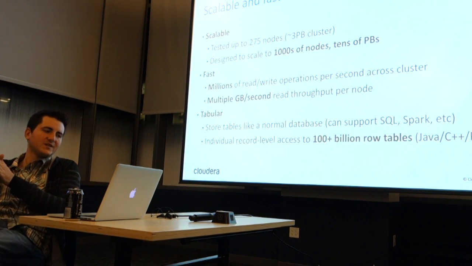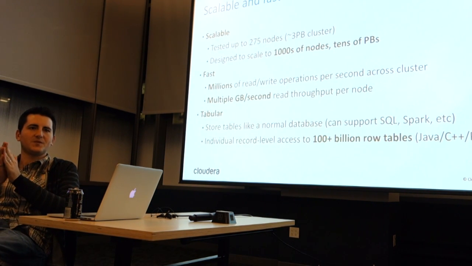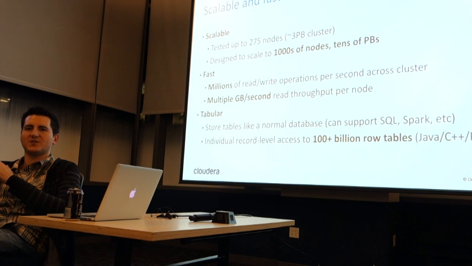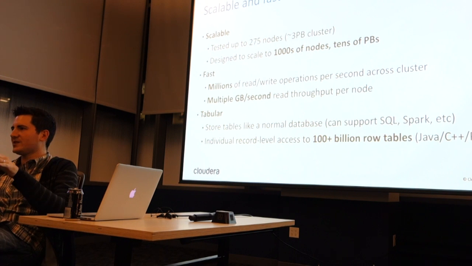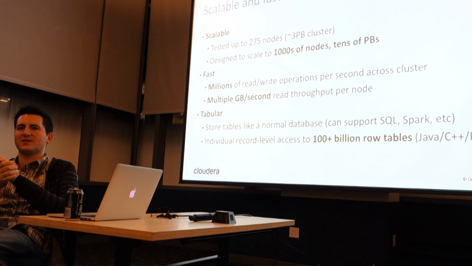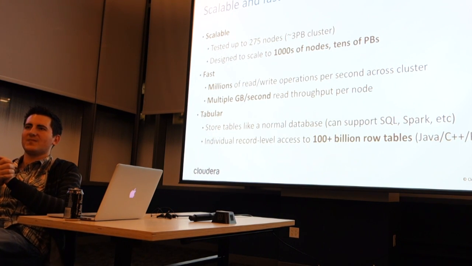So what is Kudu? It's scalable. It's still in beta also. What we've done now is we've tested up to 275 nodes, so it's like a 3 petabyte cluster. Small cluster, but to John's point, those systems tend to have fewer nodes. We're not having randomly accessible data.